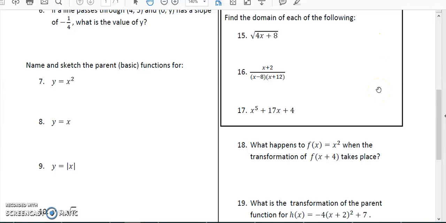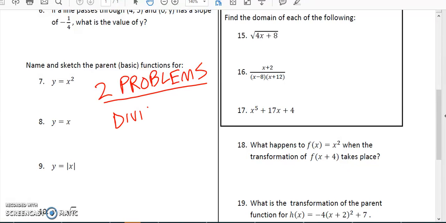All right, if you have domain, there are two things that cause problems with domain. Division by 0 and square roots of negative numbers.